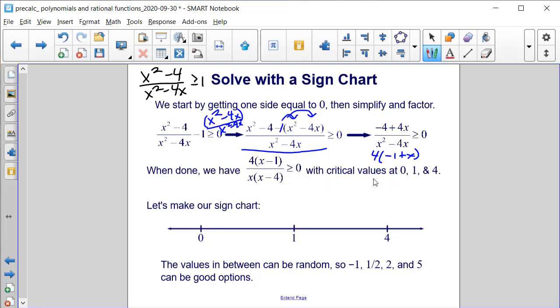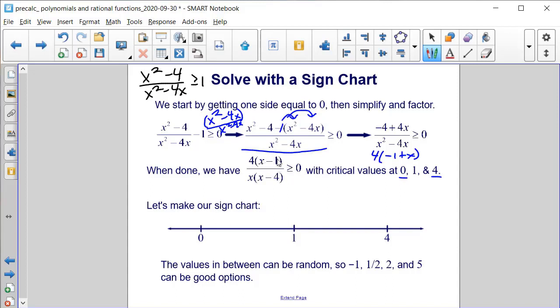We're going to have critical values of 0, 1, and 4. How did we get those? Well, first let's look for the asymptotes. The asymptotes are when the denominator is equal to 0, so that's when x is 0 and when x is 4. That takes care of these two. And then the other critical value is the x-intercept, and that's where the numerator is equal to 0.